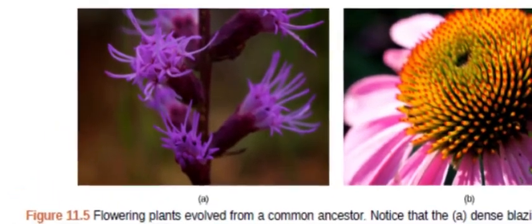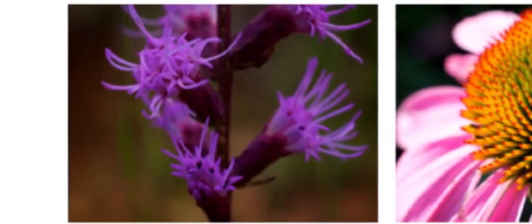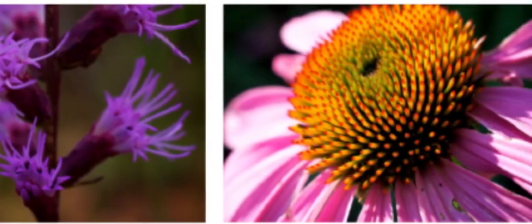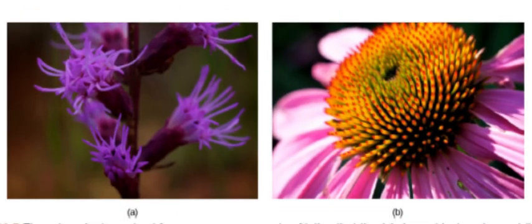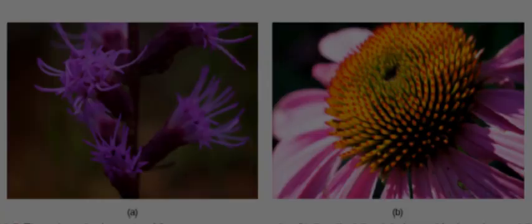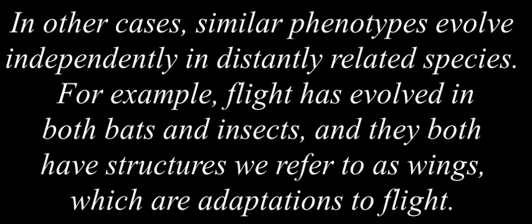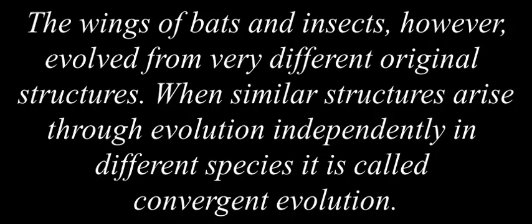Flowering plants evolved from a common ancestor. Notice that the dense blazing star and purple cone flower vary in appearance, yet both share a similar basic morphology. In other cases, similar phenotypes evolve independently in distantly related species. For example, flight has evolved in both bats and insects, and they both have structures we refer to as wings, which are adaptations to flight. The wings of bats and insects, however, evolved from very different original structures.